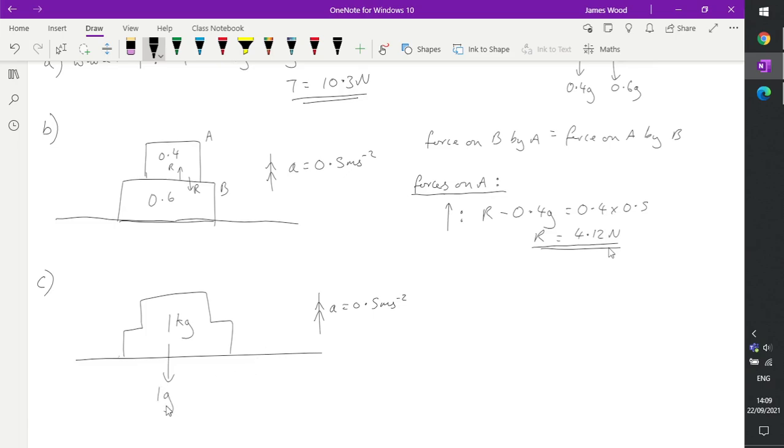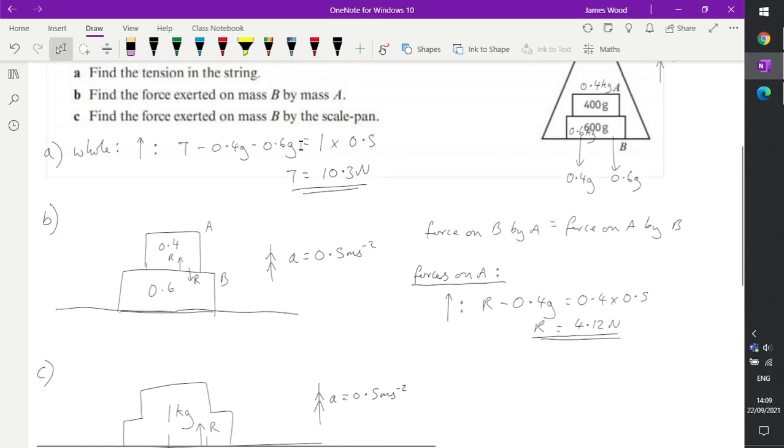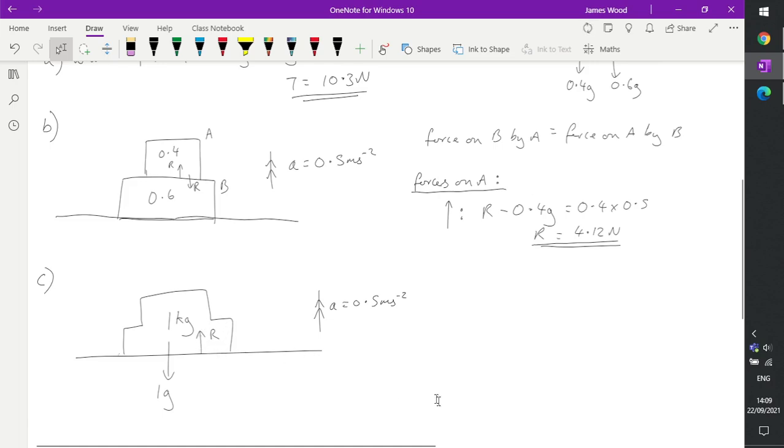So this is 1g, and then we've got a reaction force from the floor of the lift on box B, which is at the bottom, which I'm just going to call R. Okay, and that's what we're interested in, is find the force on mass B by the scale pan. So we're trying to find out this force R. So now we'll resolve. And again, we're considering the forces on box B. So upwards, we've got force R minus 1g equals the mass, which is 1, times the acceleration upwards, which is 0.5. So R would be 10.3 newtons.